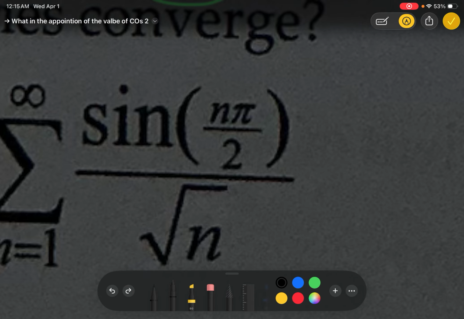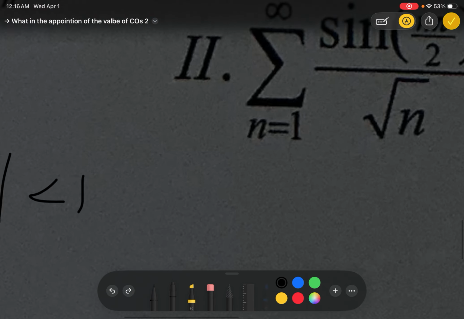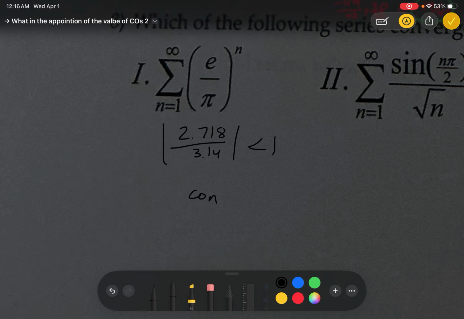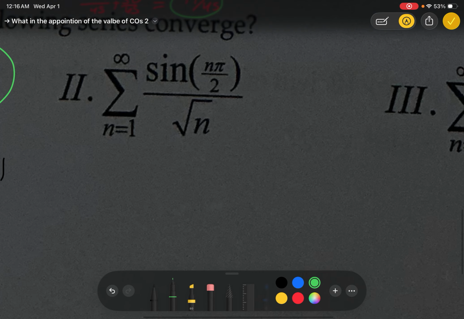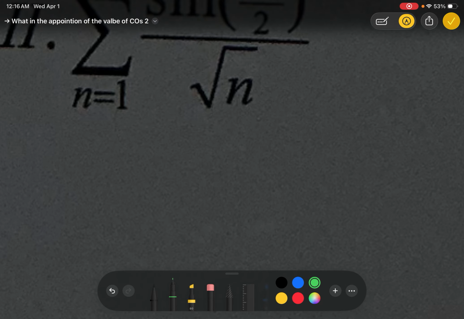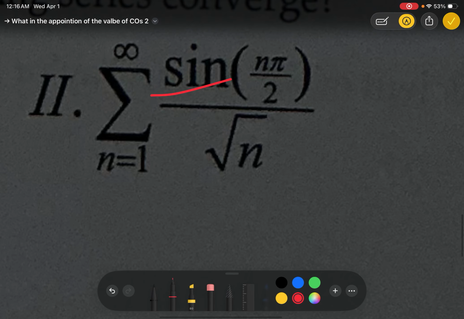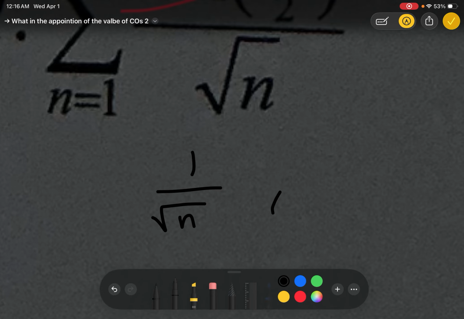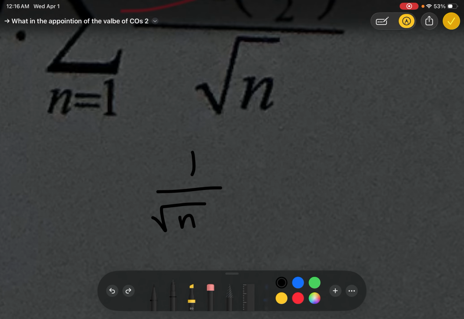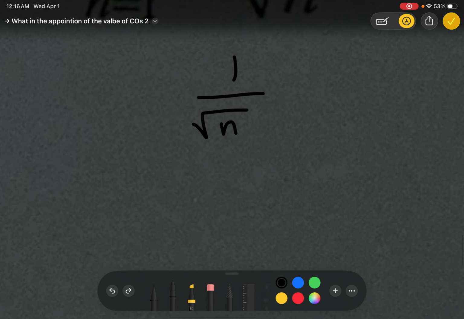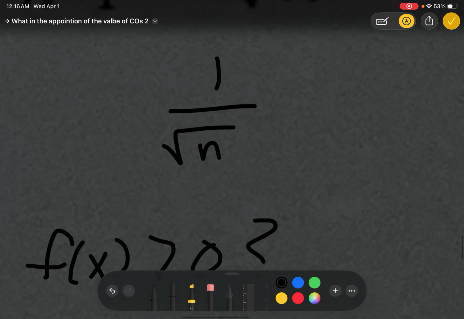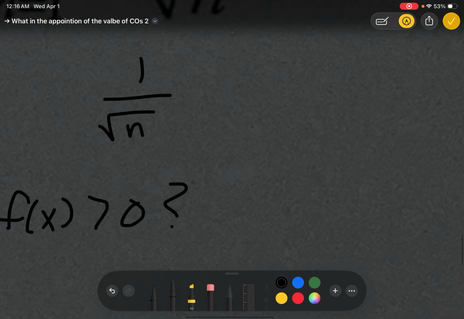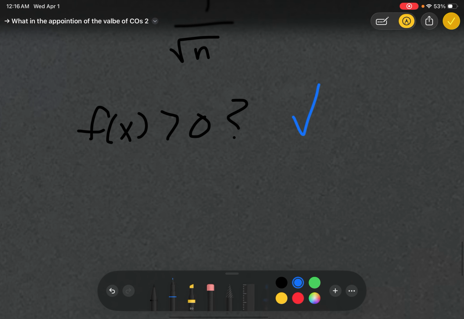All right, so this is an alternating series problem. This is convergent. Let's ignore this since this is a switcher. We're left with 1 over root n. So we're going to use the alternating series test. Is your function positive? Do you see any negatives here? No. So yes, this function is positive.